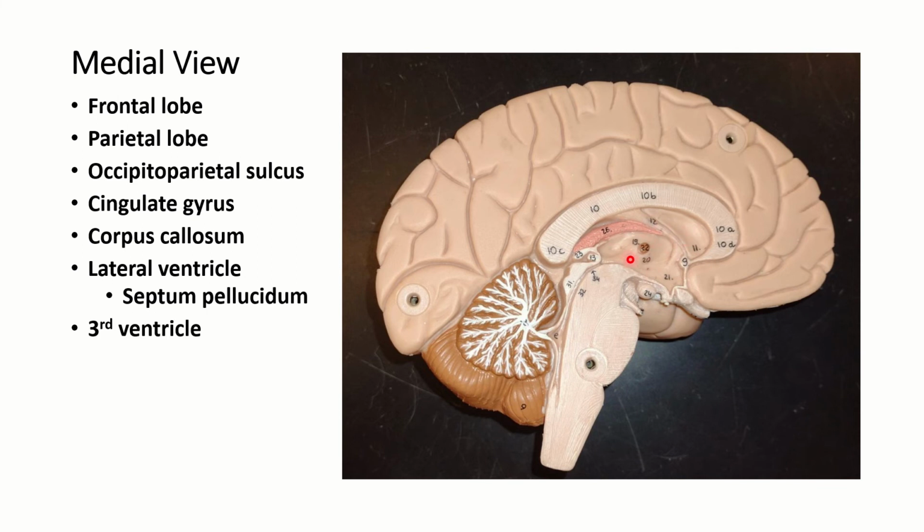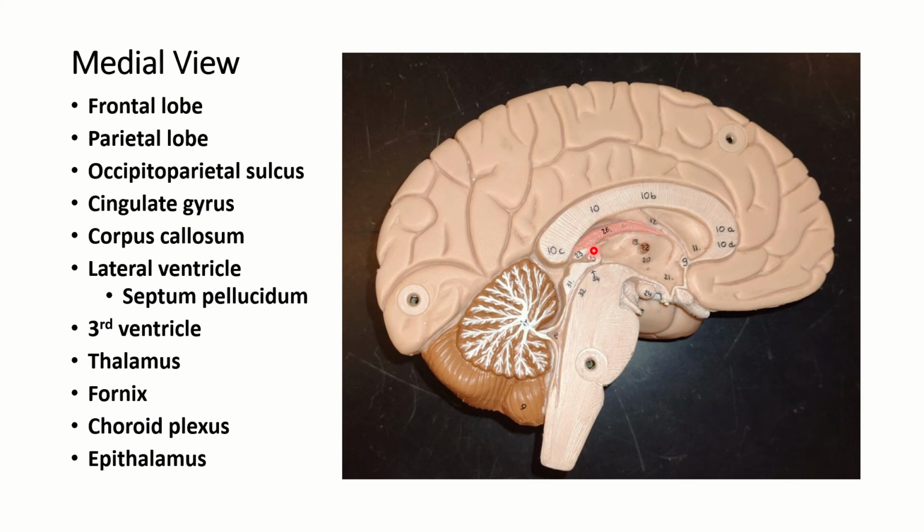This area that you see, that is the third ventricle. This is the thalamus. And this is the interthalamic adhesion connecting the two thalami. And this is the fornix connecting the hypothalamus with the hippocampus. This is the choroid plexus that makes CSF. And this is the epithalamus that produces melatonin for sleeping, circadian rhythm.